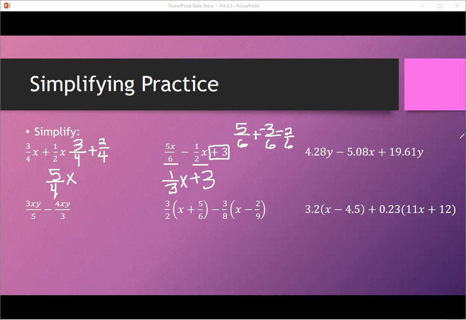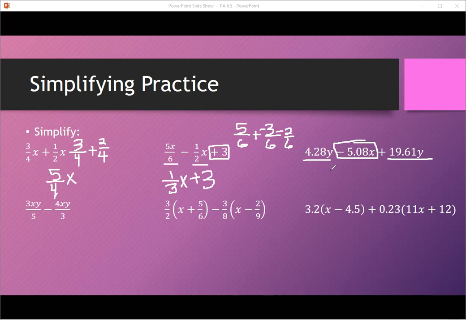For the next one, my like terms are this one and this one because they both have a y. This one does not have the same variable, so it's going to stay by itself. So what I'm doing here is adding 4.28 with 19.61 here, just adding the numbers in front.